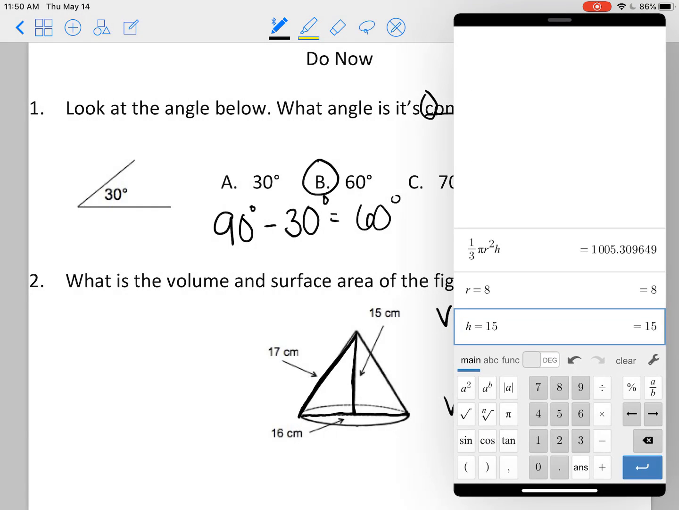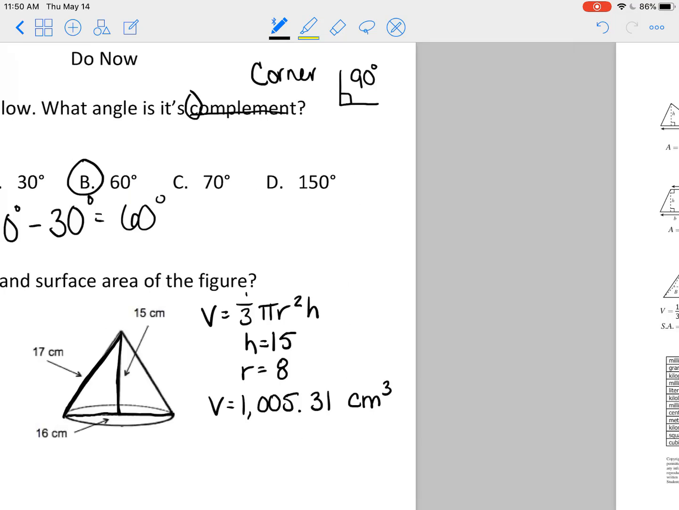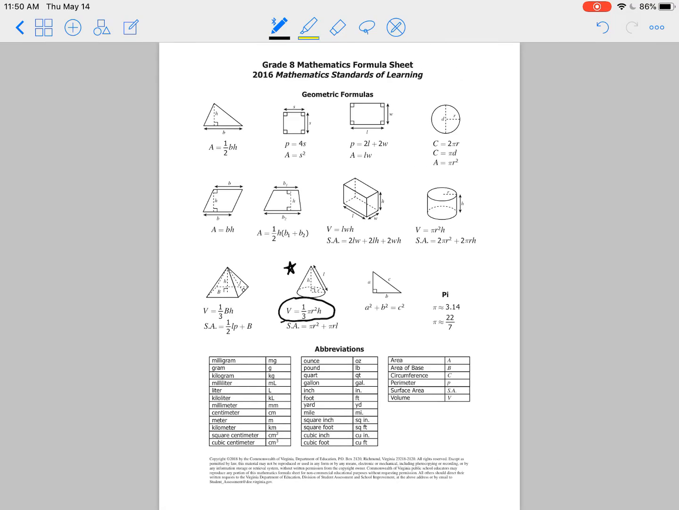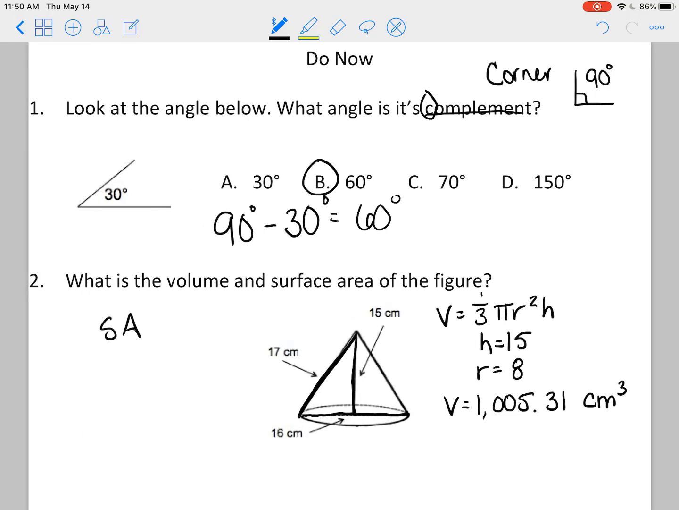Now we're going to find the surface area. So we're going to go back to our formula sheet and we're going to look for the surface area formula. And it says that SA for a cone is equal to pi r squared plus pi rl, where L is the slant height. So pi r squared plus pi rl. We've already defined that our radius is equal to 8. And our slant height here is 17.